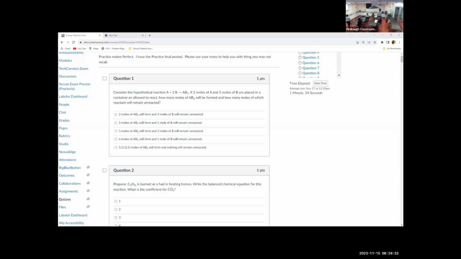Okay, so the first question says, consider the hypothetical reaction A plus 2B yields AB2. If 2 moles of A and 5 moles of B are placed in a container, how many moles of AB2 will be formed? And how many moles of which reactant will remain unreacted?